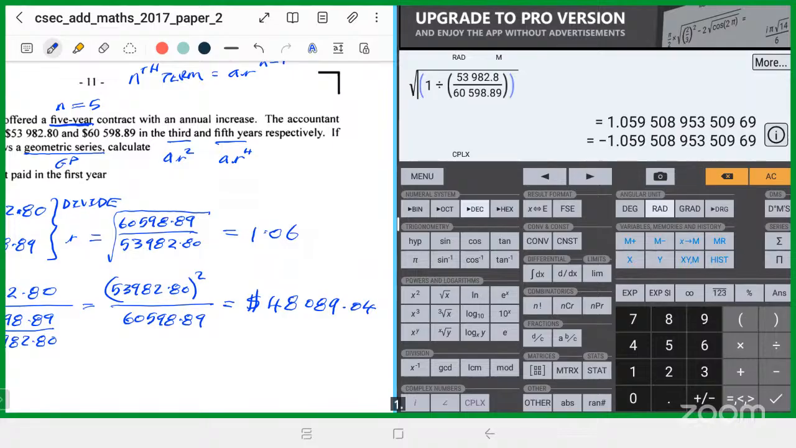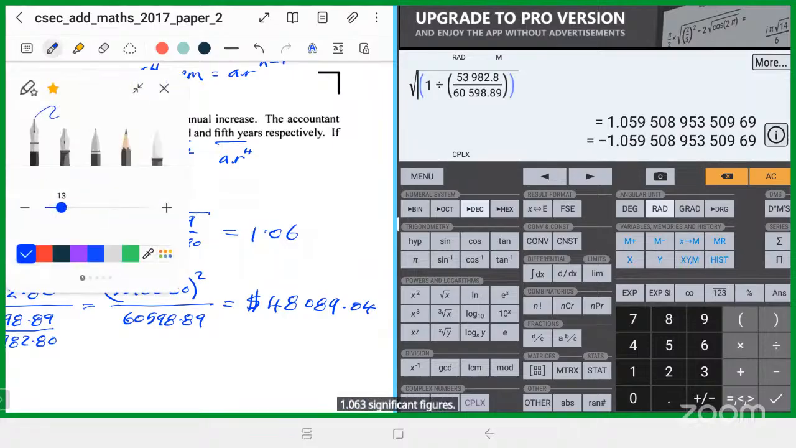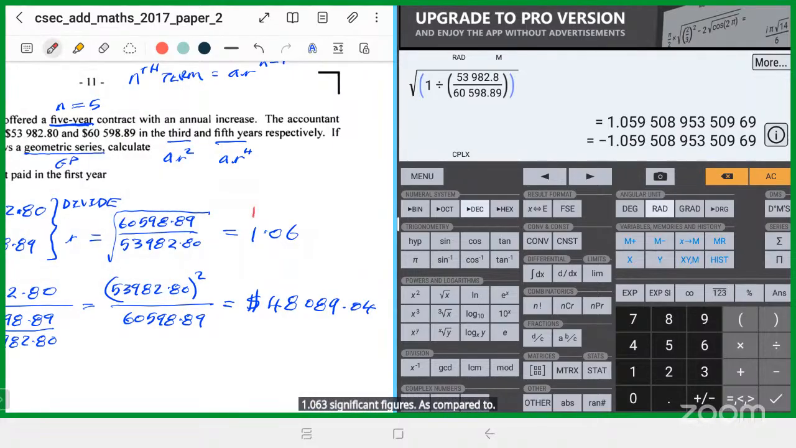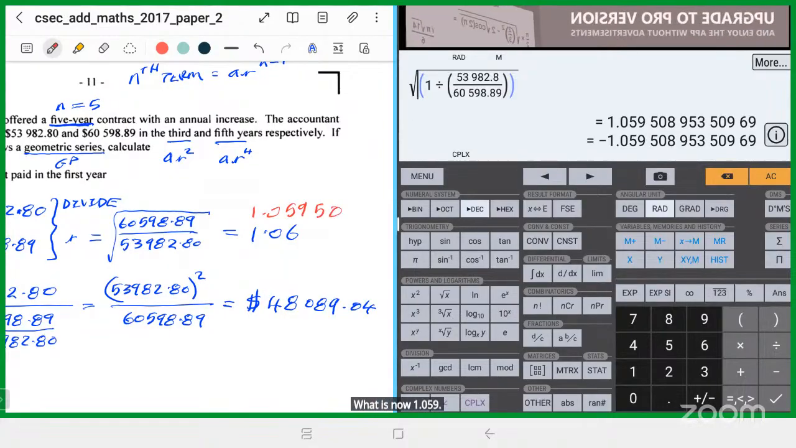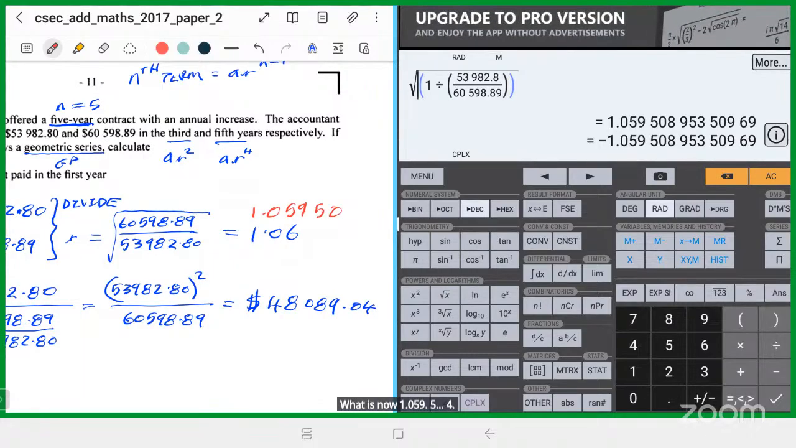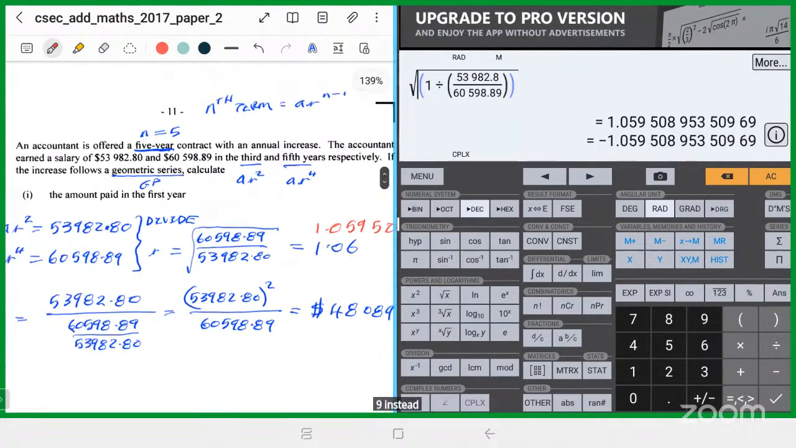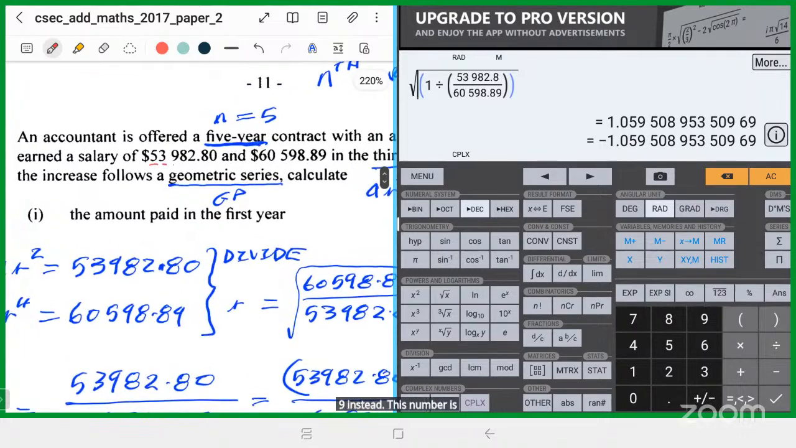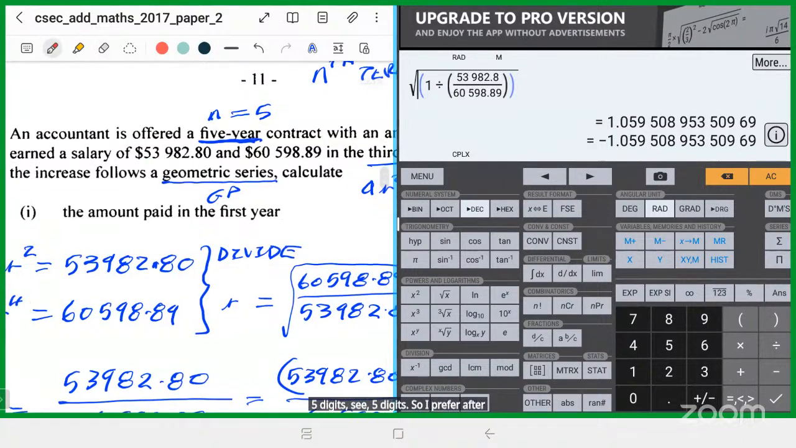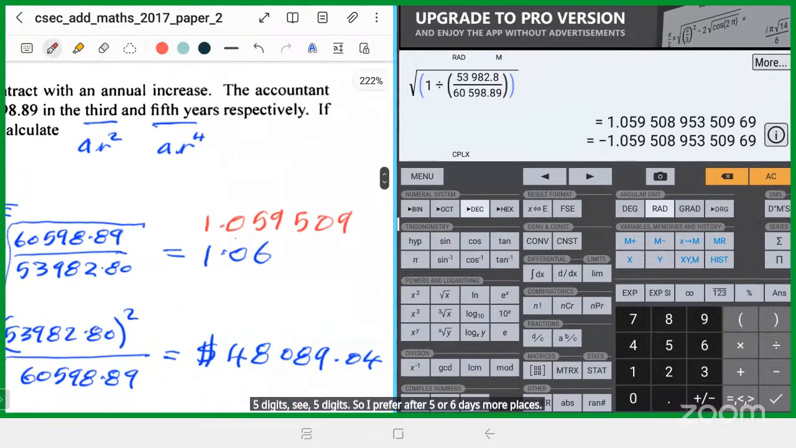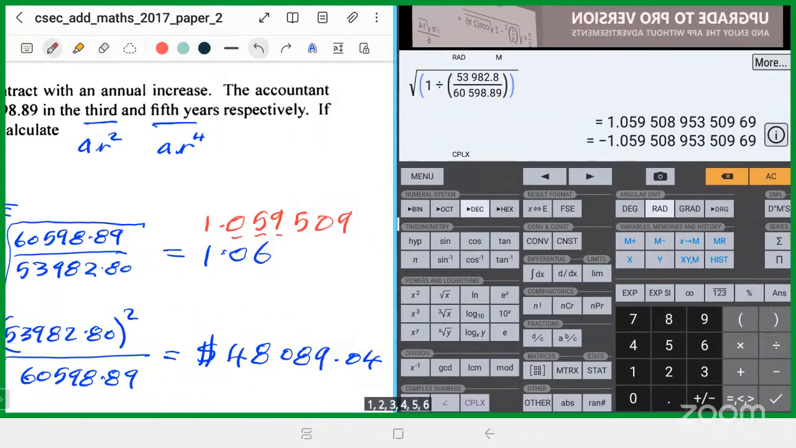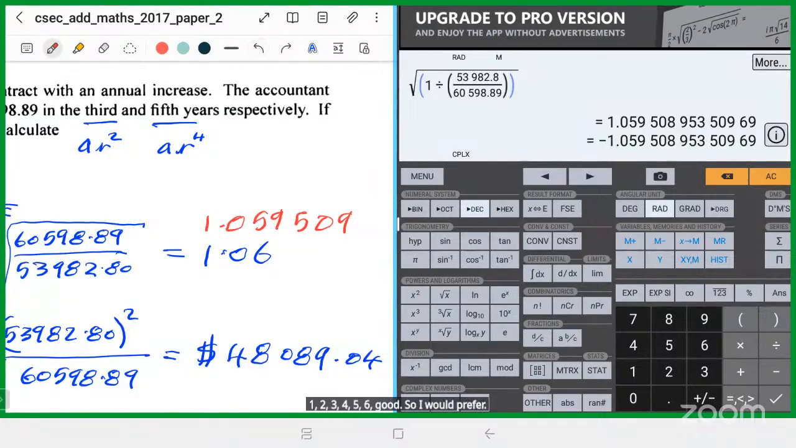to three significant figures, as compared to what is now 1.05950 instead. This number has 5 digits. I prefer to have 5 or 6 decimal places: 1, 2, 3, 4, 5, 6. Good. So I would prefer to work with this rather than with this.